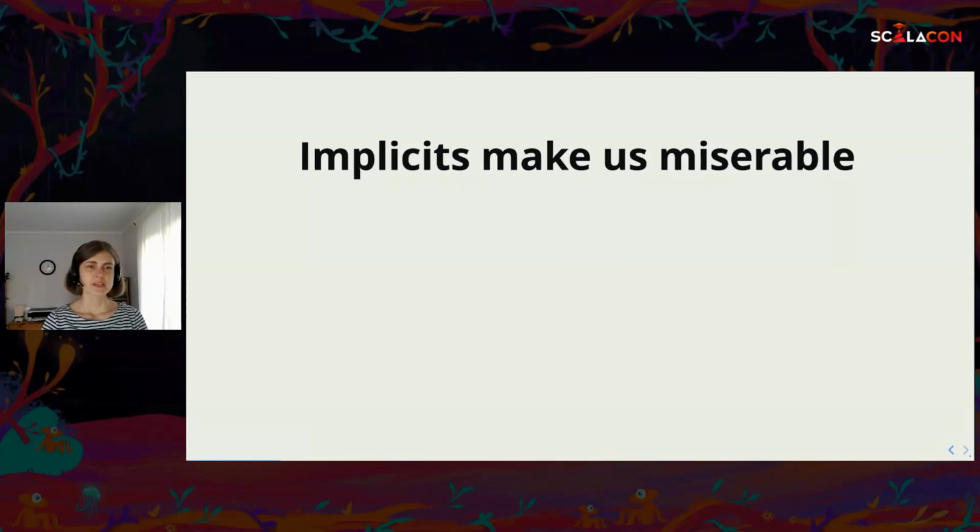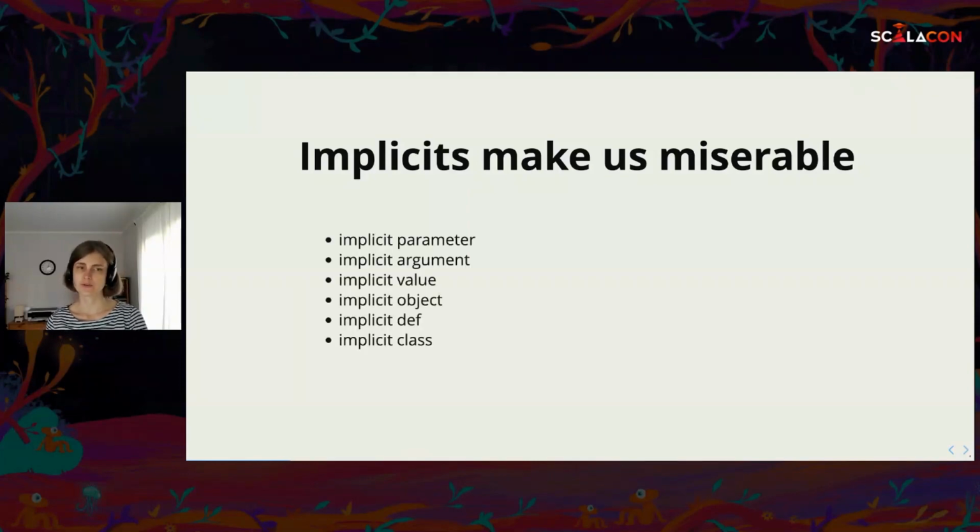But at the same time, sometimes implicits make us miserable. And one of the reasons, in my opinion, why that's so, is that you can find this keyword next to various language constructs. So we can have implicit parameter, implicit argument, implicit value, object, method, and class. So it's not like you see the implicit keyword and you instantly know what's being defined here. You have to have the experience. You have to know and understand what the idioms are, what the patterns in Scala are, to know what's the meaning of the implicit keyword here, or what's the intention of the author of the code.